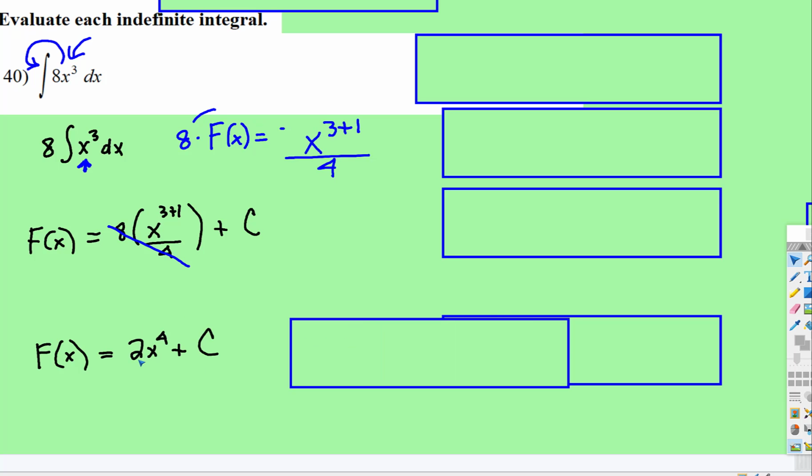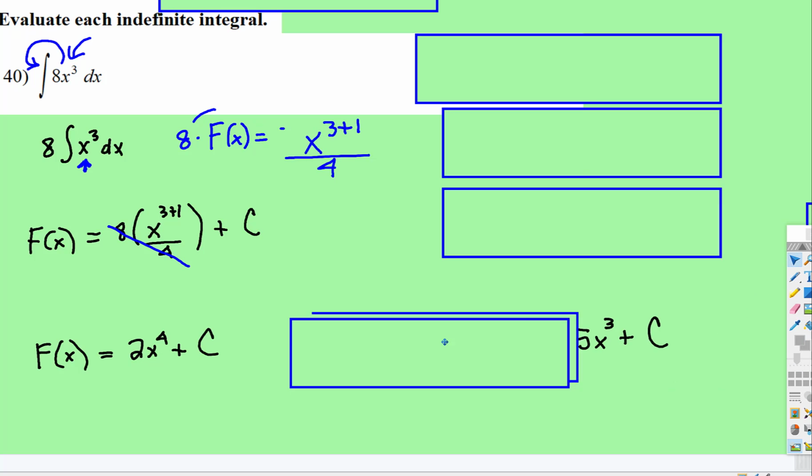So the result is just 2x to the 4th plus C. All right, let's go ahead and do another one.